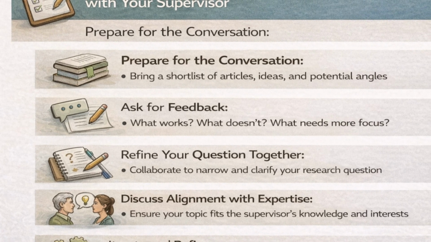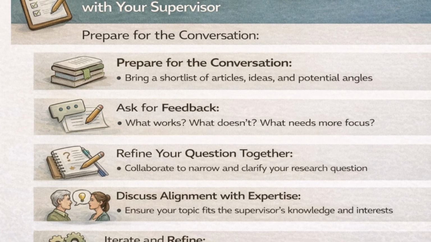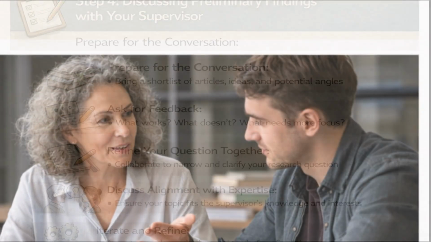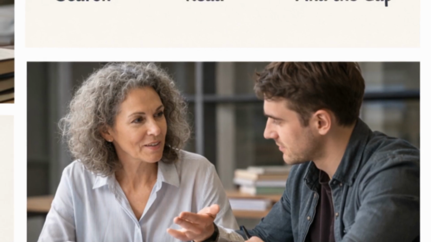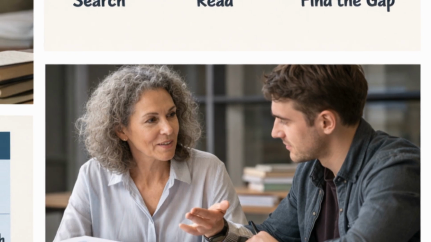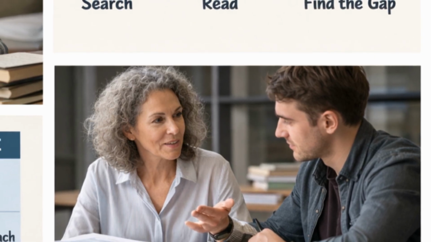Their reaction can be telling. If they get excited, you're on the right track. If they look concerned, be ready to pivot or adjust based on their suggestions. Discuss alignment with expertise. If you haven't chosen a supervisor yet, this step can also help you identify the right person. Ideally, you want a supervisor whose interests or expertise overlap with your topic.